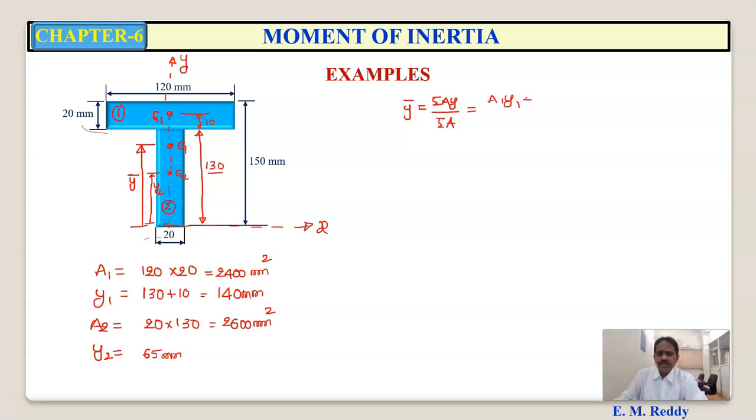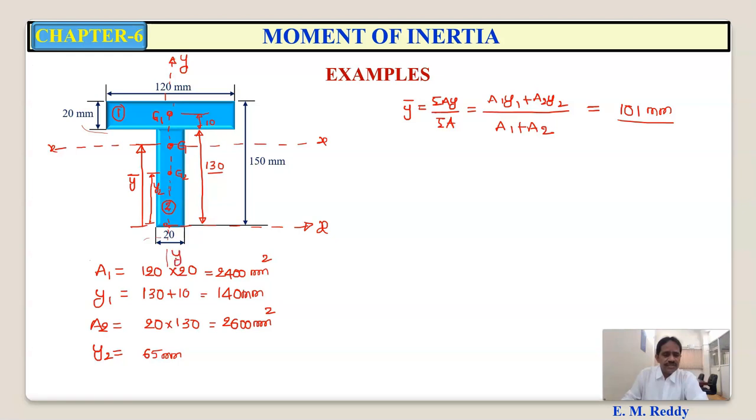So a1 y1 plus a2 y2 upon a1 plus a2. So putting these values and doing calculations, you will find that y bar is equal to 101 millimeters. So that is the first step to find out the position of centroid of the figure. Why it is required? Because to locate the centroidal x and y-axis.